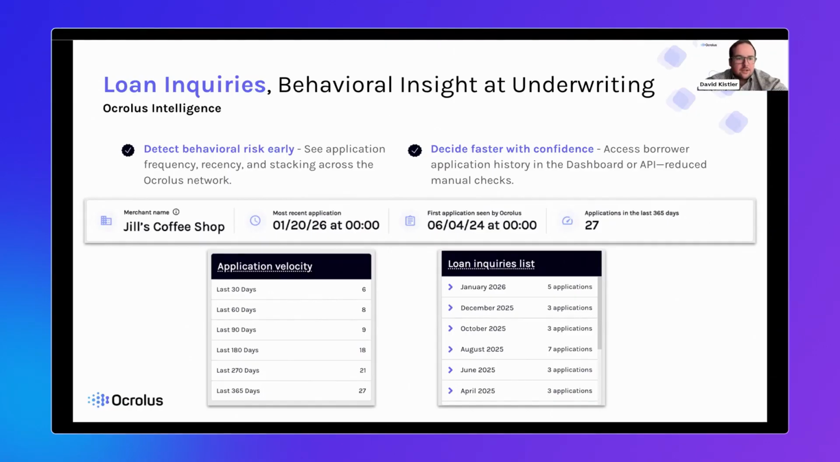And Lokesh, this is available for customers today, right? Yes, it's already available in the dashboard, and also via API, for customers right now as we speak.